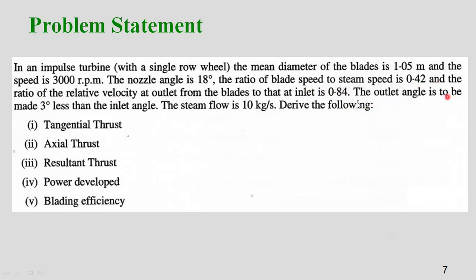The outlet angle is to be made 3 degrees less than the inlet angle. The steam flow is 10 kg per second. Derive the following quantities: tangential thrust, axial thrust, resultant thrust, power developed, and blading efficiency. Now we will try to understand each and every quantity and the relation of these with the performance parameters that are asked to be calculated.